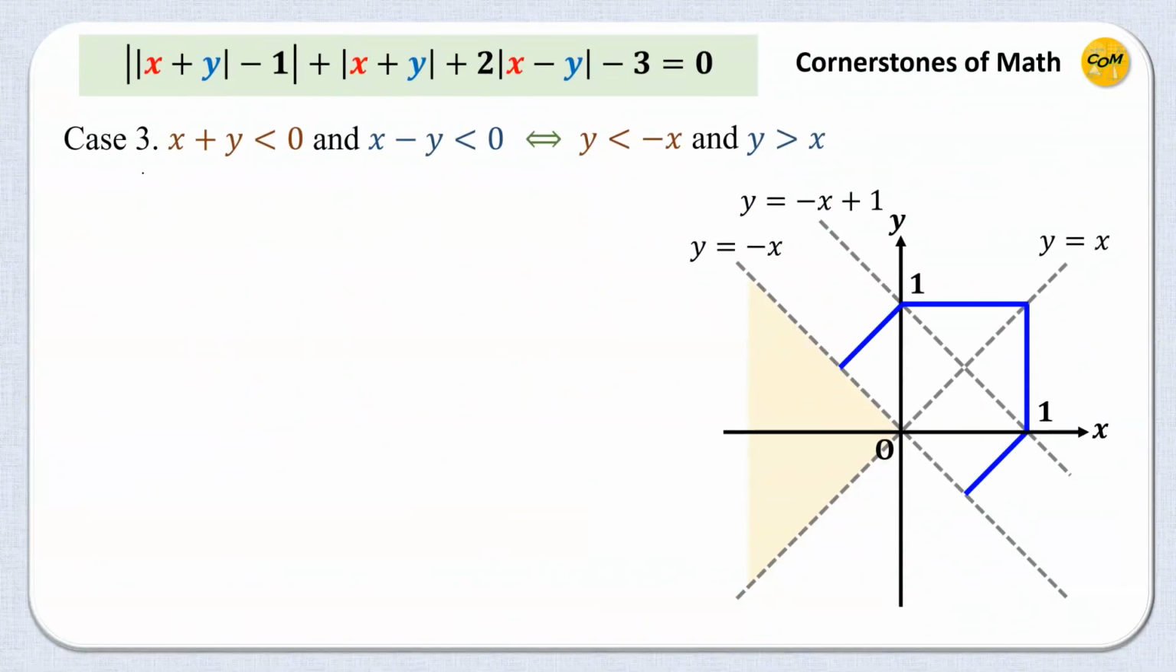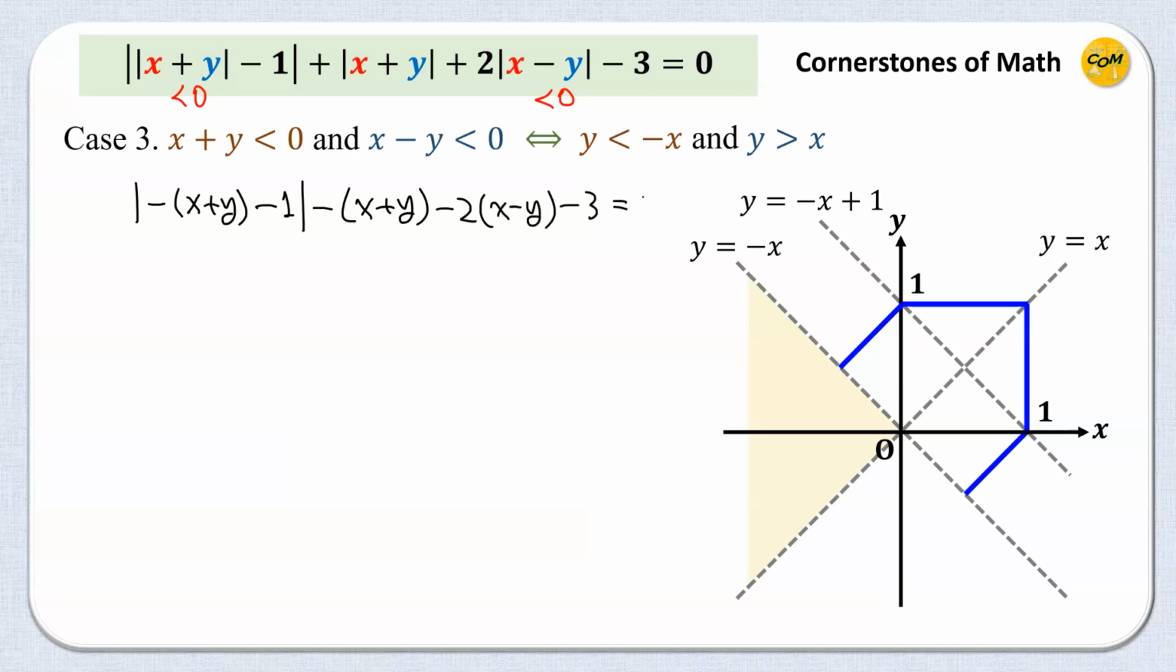Now for case 3, and at this point you may have well understood what you should do. Since both x plus y and x minus y are negative, we have absolute value of minus x plus y minus 1, minus x plus y, minus 2x minus y minus 3 equals 0. And this part is minus x minus y minus 1, but let us write it as the absolute value of x plus y plus 1 because it is a slightly simpler expression. And minus 3x plus y minus 3 equals 0.